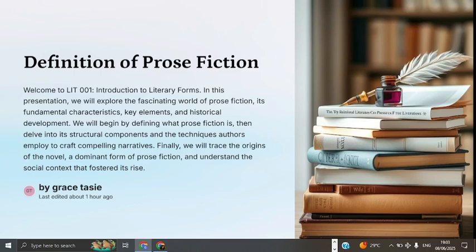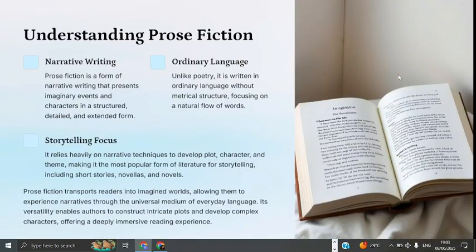So what are the key characteristics of prose fiction? In order to understand prose fiction, there are various key characteristics we need to consider, and one of them is the narrative structure or the narrative writing, in the sense that prose fiction typically follows a narrative structure with a beginning, middle, and end. So the story is often told through a sequence of events, character development, and plot twists.